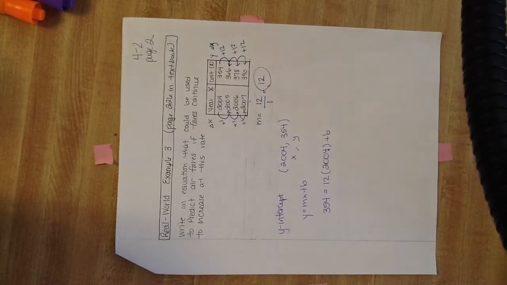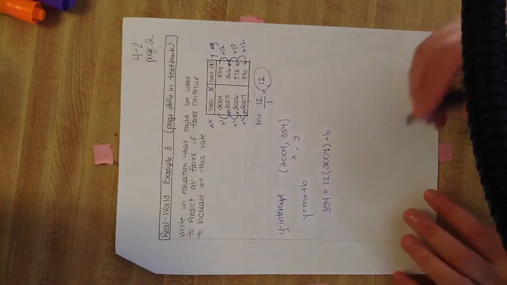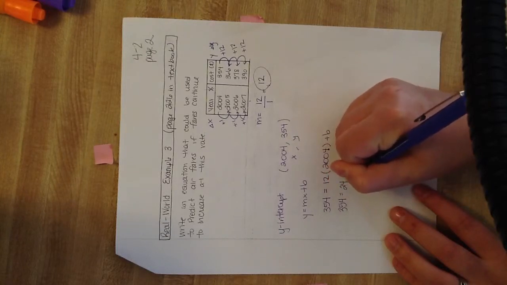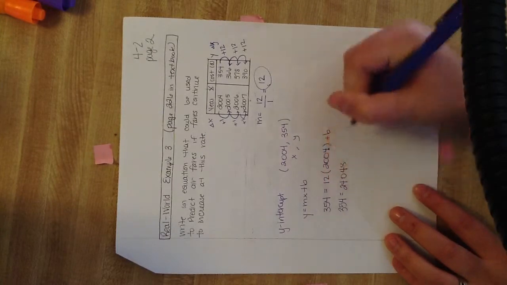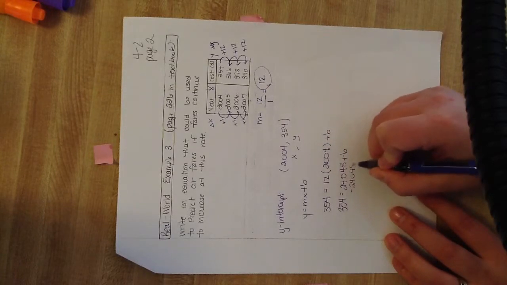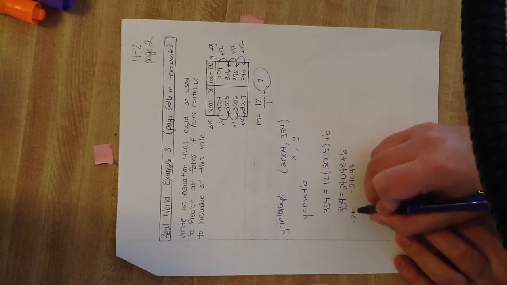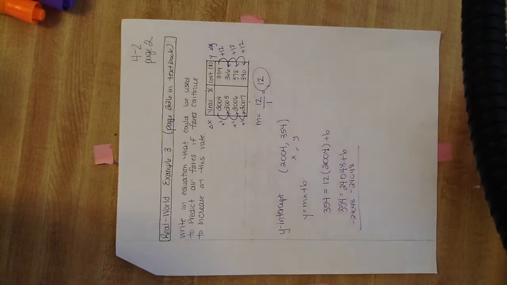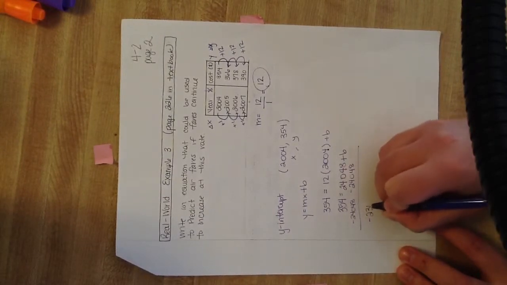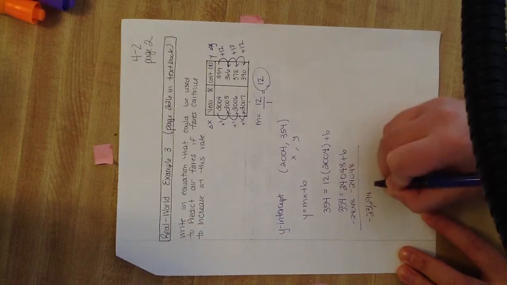So 12 times 2004 gives me 24,048. I'm going to subtract that amount from both sides. I'm subtracting because it's positive. And I get negative 23,694 equals b.